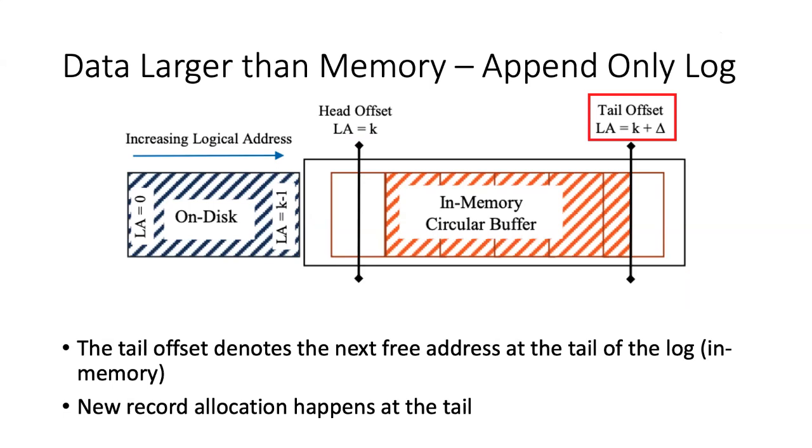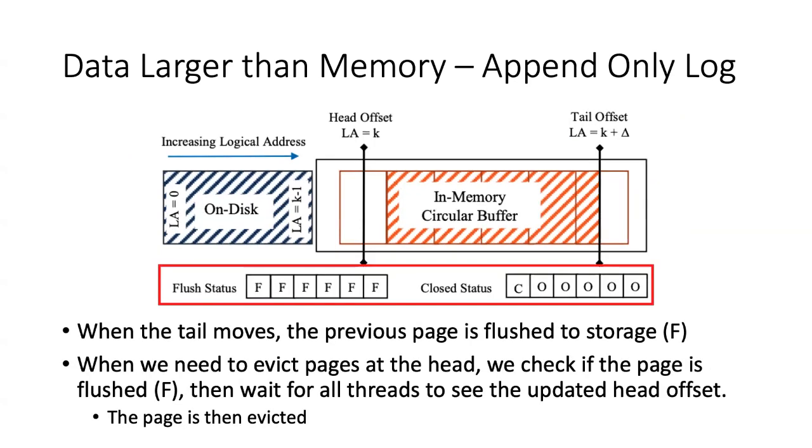When we want to allocate a new record, we just do it at the tail, and if we need to, we move the head offset if the log in memory is getting too big. So if the log in memory gets too big, what we need to do is evict pages to storage. We have these two bitmaps for the flush status and the close status of all the pages in the log. And when the tail moves in this append only allocator, the previous tail is flushed to storage. So then we change this flush status to F for that page.